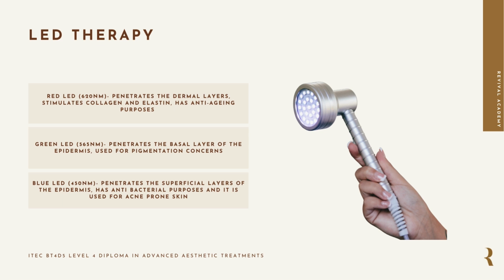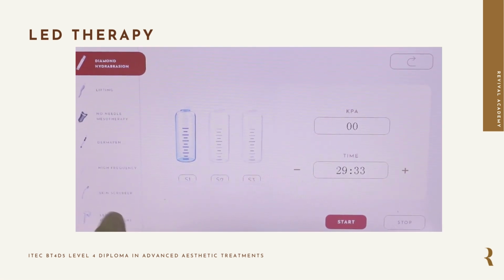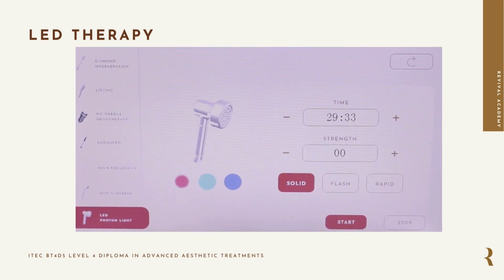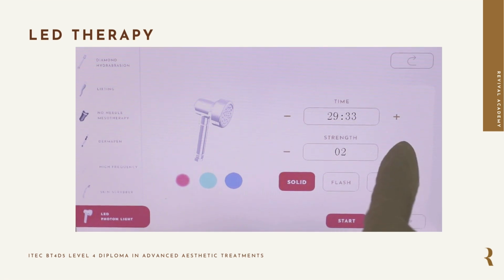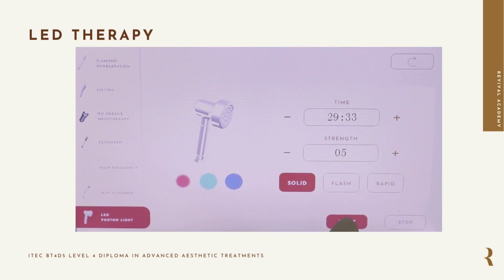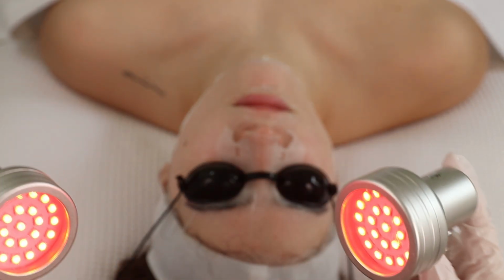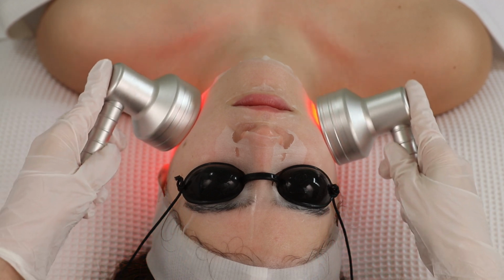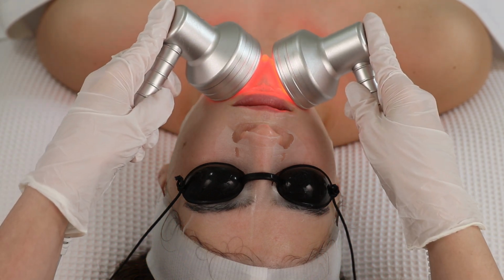For this, you need to switch the probe on. From the machine's menu, select LED photon light, choose the type of light you need to use, and adjust the intensity to 5 and press on the start button. Place the 2 probes directly onto the skin and slowly glide sideways across the cheeks.